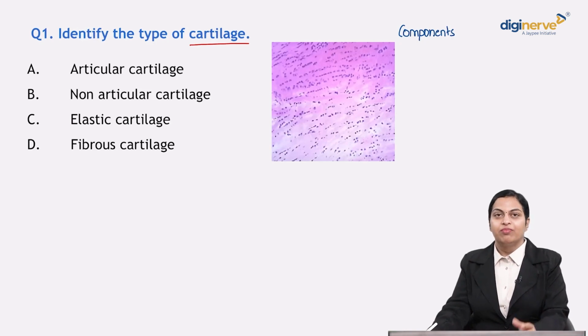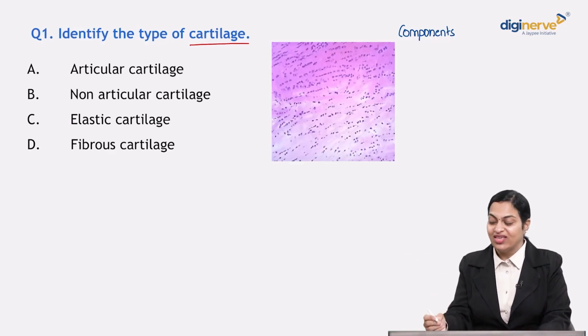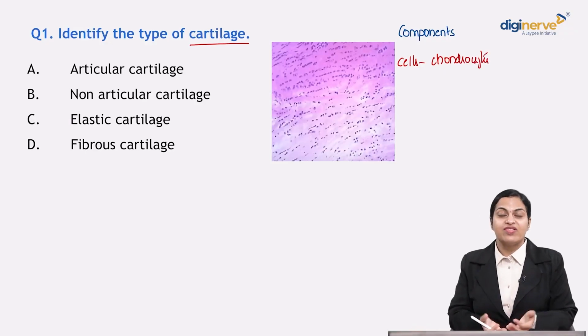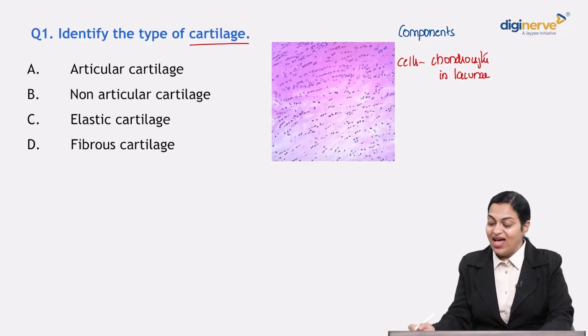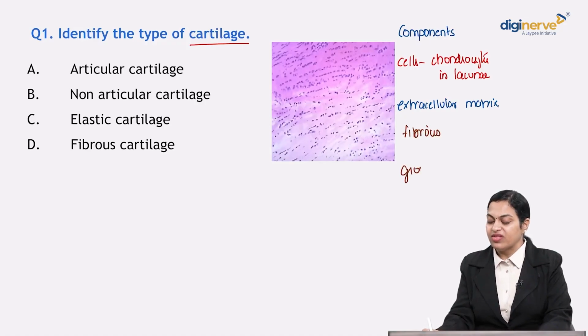So, yes, before answering it, let's move on to a brief discussion. What do you think are the components that make up the cartilage? The cells of the cartilage are called the chondrocytes. And these chondrocytes are located in a cavity within the matrix. It's called chondrocytes in lacunae, right? And then the extracellular matrix is made up of the fibrous component and the ground substance.